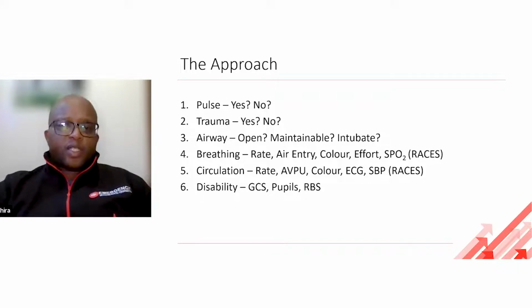In circulation, you're looking at RACES again, but this time you're looking at your heart rate, your level of consciousness based on the AVPU scale, the patient's color, are they pale, are they poorly perfused, an ECG on the patient, and then your systolic blood pressure. On disability, the main thing is you want to calculate a GCS, check your pupils, and then check a blood sugar.